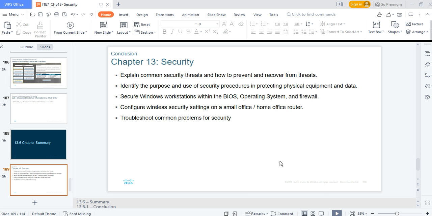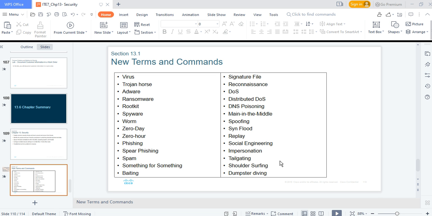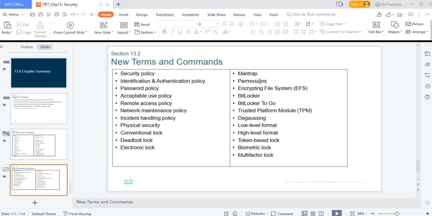So you go through this, take your notes, and if you have any questions, please make sure you ask within the WhatsApp mentorship group. Some of the new words that you've learned in this module are virus, Trojan, adware, ransomware, and all of this other stuff.